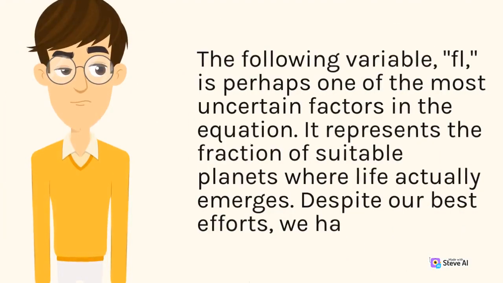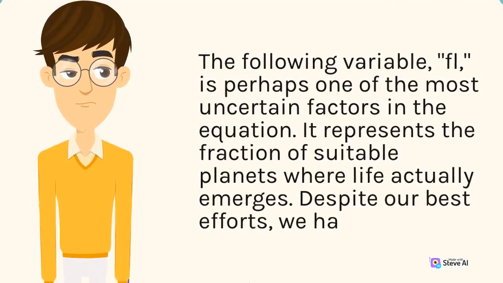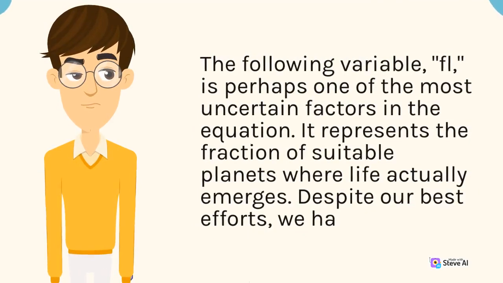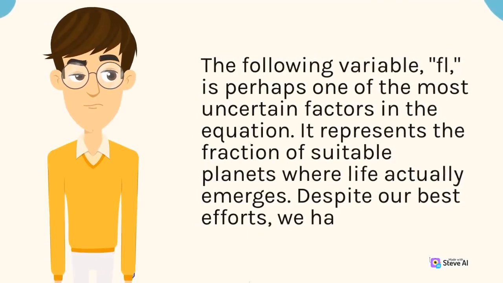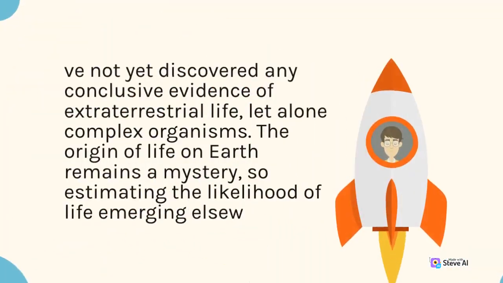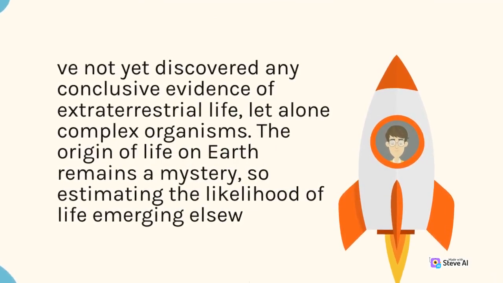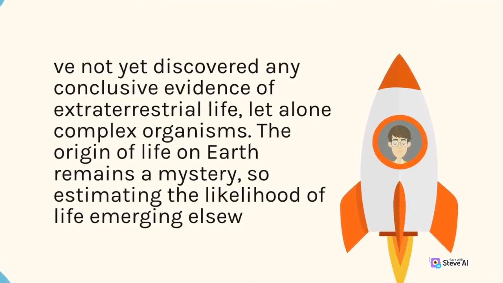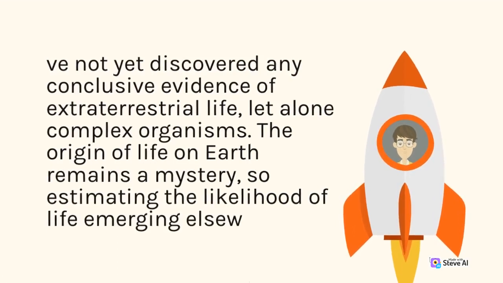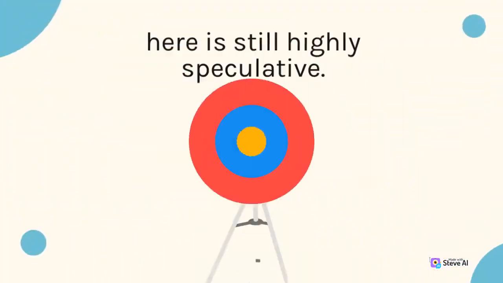The following variable, fl, is perhaps one of the most uncertain factors in the equation. It represents the fraction of suitable planets where life actually emerges. Despite our best efforts, we have not yet discovered any conclusive evidence of extraterrestrial life, let alone complex organisms. The origin of life on Earth remains a mystery, so estimating the likelihood of life emerging elsewhere is still highly speculative.